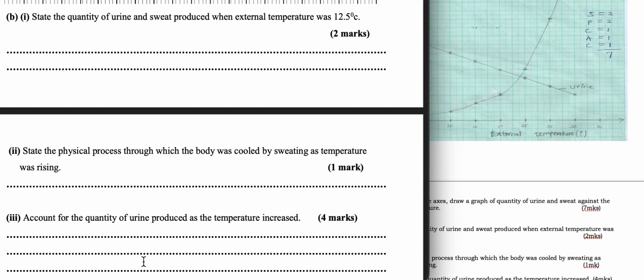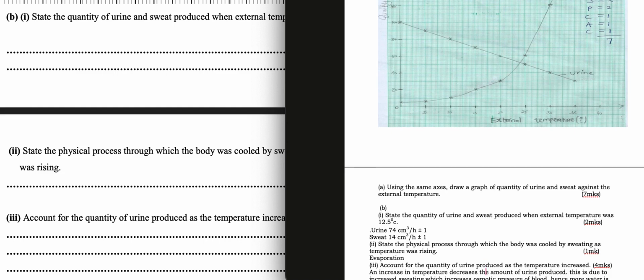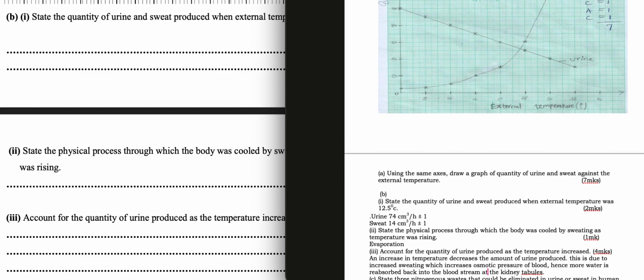Account for the quantity of urine produced as the temperature increased. An increase in temperature decreases the amount of urine produced. This is due to increased sweating, which increases osmotic pressure of blood, hence more water is reabsorbed back into the bloodstream at the kidney.